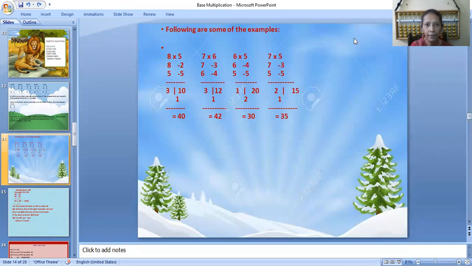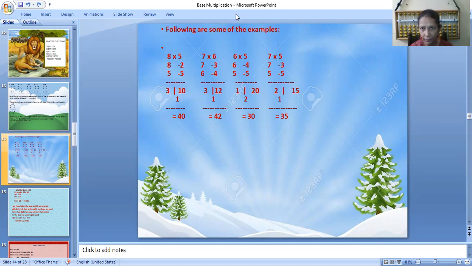Now these are also examples of carryovers. Now you see here what I have done. 8 into 5, 7 into 6, 6 into 5, 7 into 5. Now you'll see 8 minus 10 is equal to minus 2, 5 minus 10 is equal to minus 5. Now 7 minus 10 is equal to minus 3, 6 minus 10 is equal to minus 4 here, 5 minus 10 is equal to minus 5 here. So like this you will get these terms.